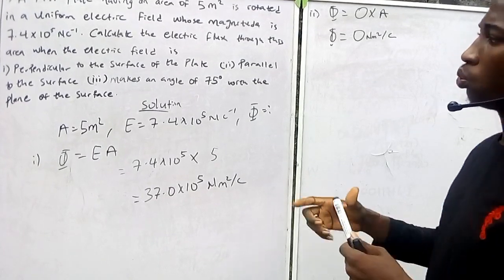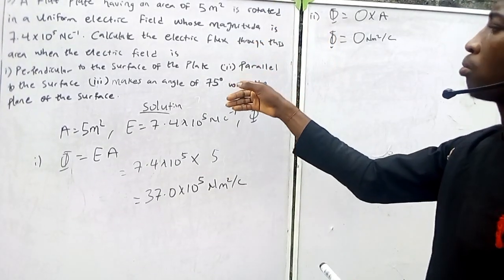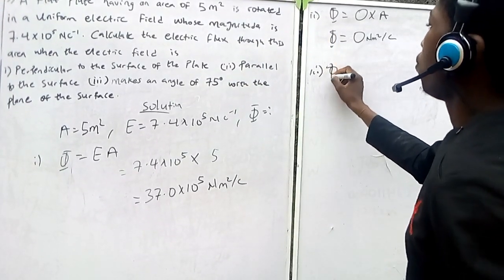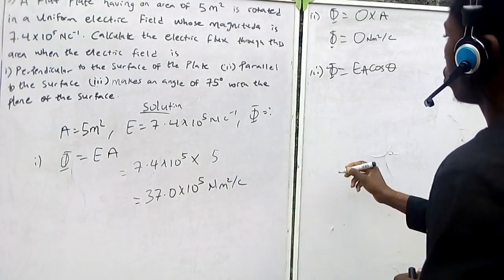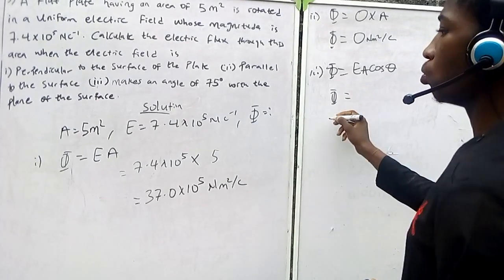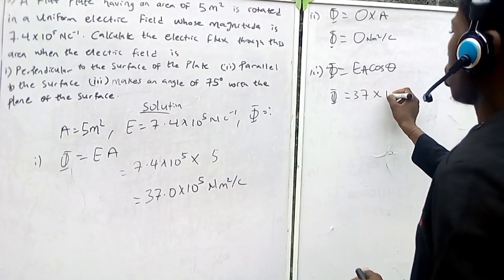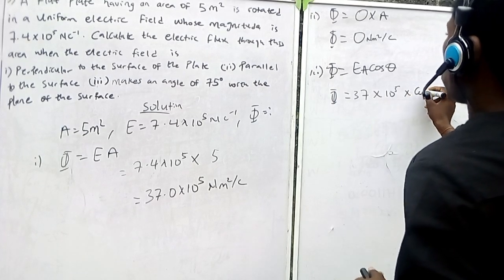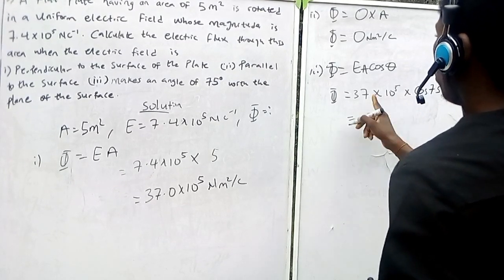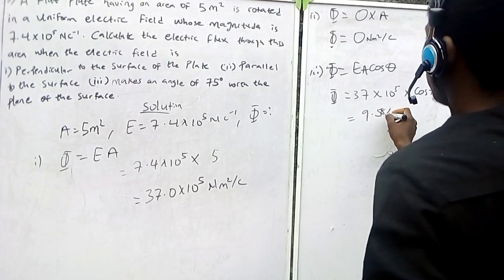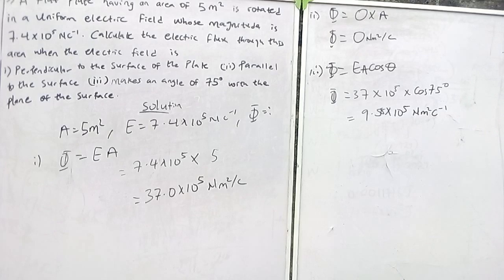Nice. Now for the third one, it makes an angle, right? So the flat plate has now tilted from an angle of 75 degrees. So our flux is electric field times area and the cosine of the angle formed. This electric field times area is just 37 times 10 to the power 5, then multiply by cos of the angle that's formed, 75 degrees. If you do that, you have 9.58 times 10 to the power 5 newton meter squared. And that is the answer for this.